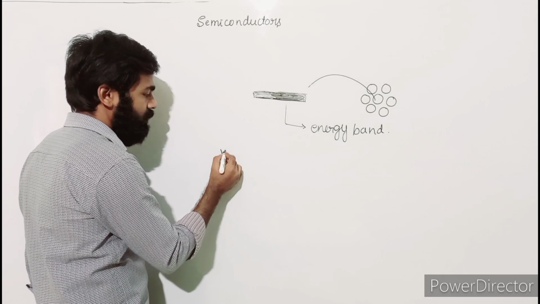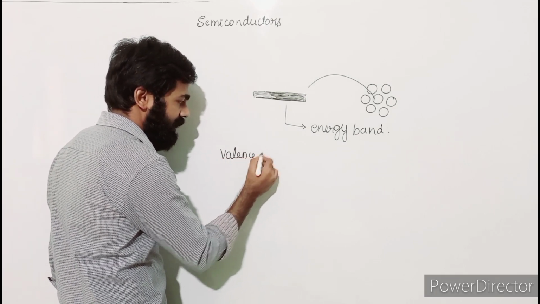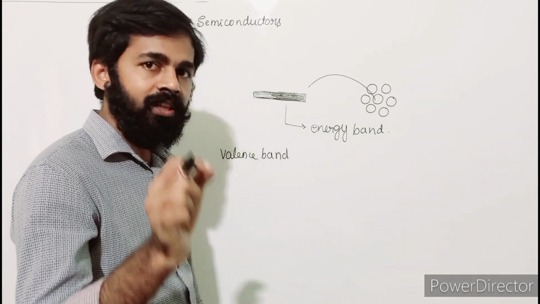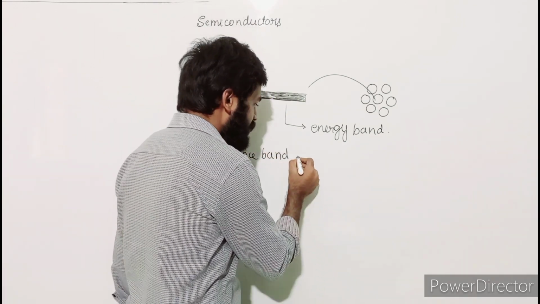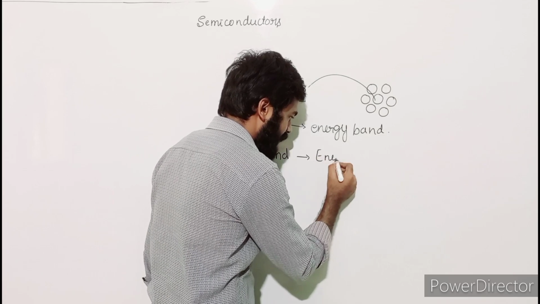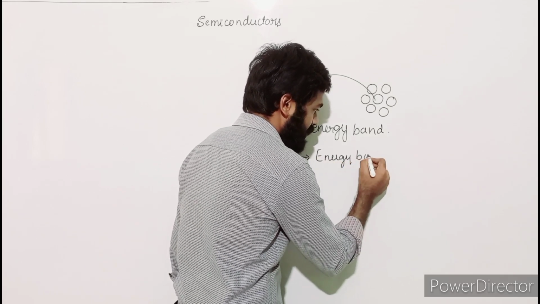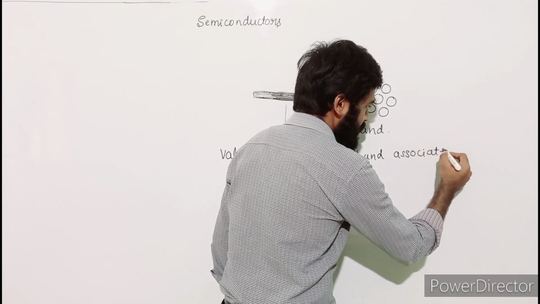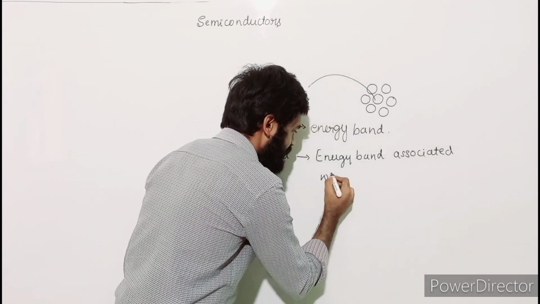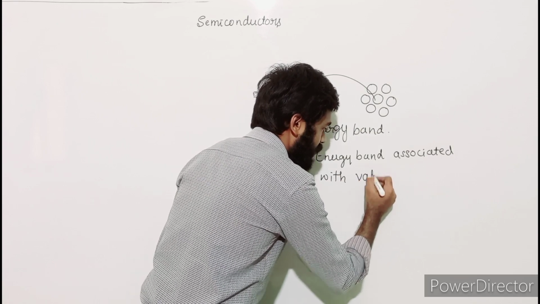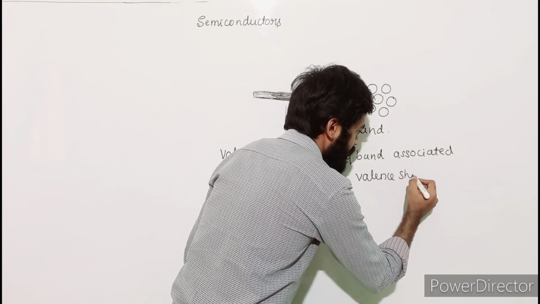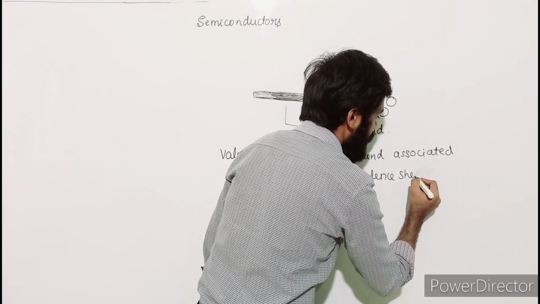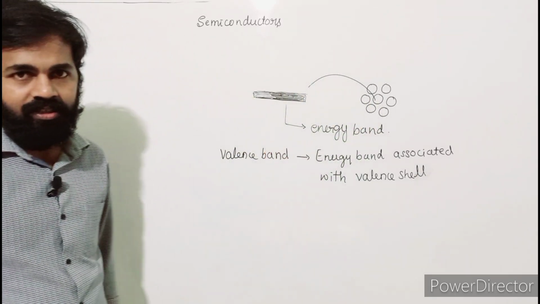Valence band is nothing but the energy band associated with the valence shell. It is an energy band associated with the valence shell.